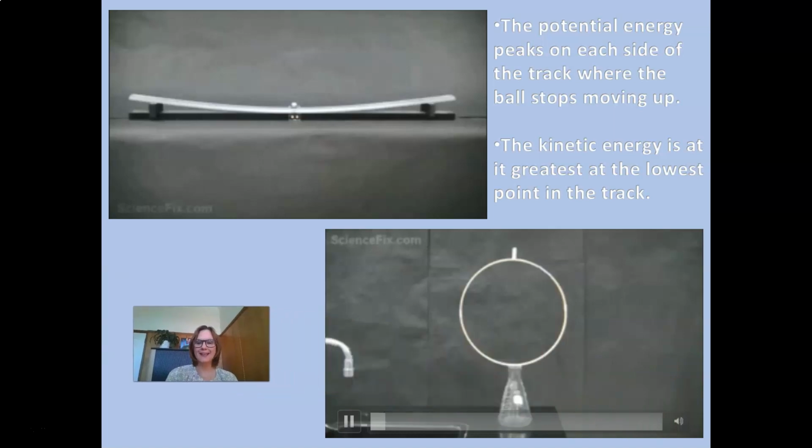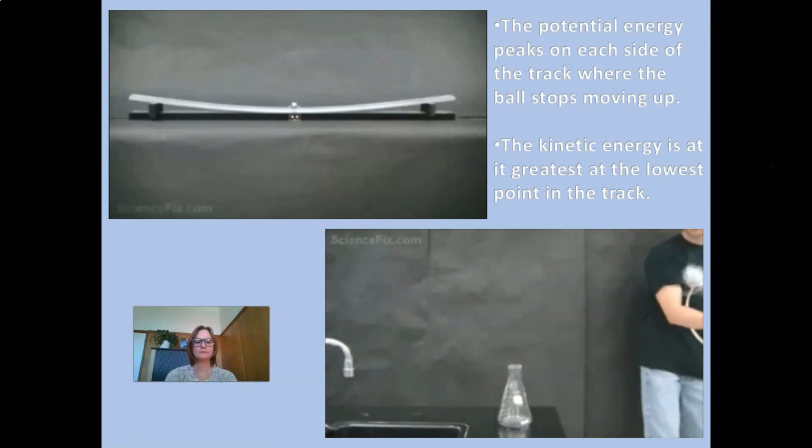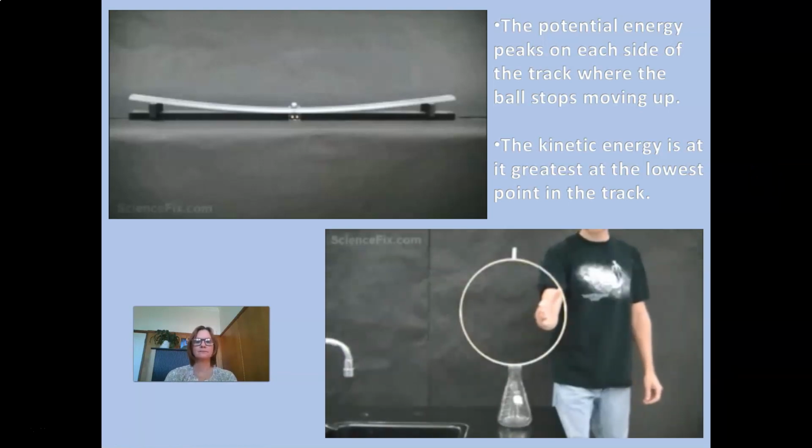There's a wooden ring. Let's move me out the way again, sorry. On top of a flask and a piece of chalk on top of the ring. The ring is quickly removed and the chalk goes straight down into the flask.